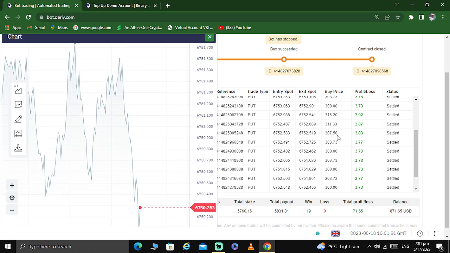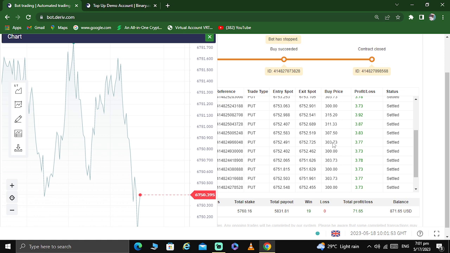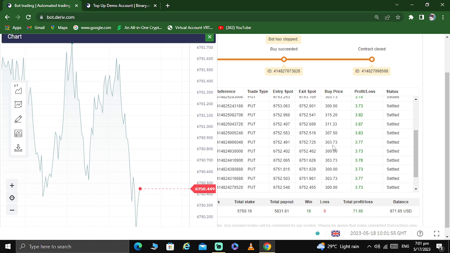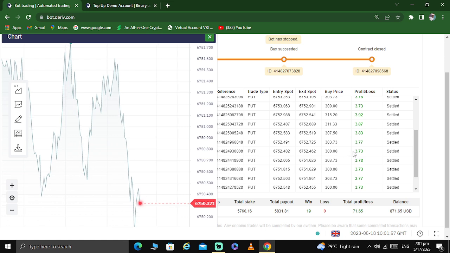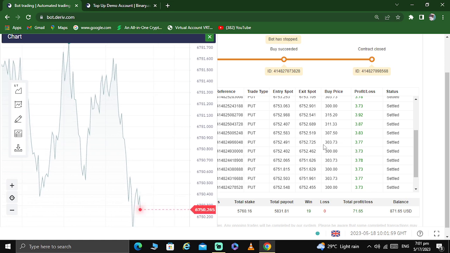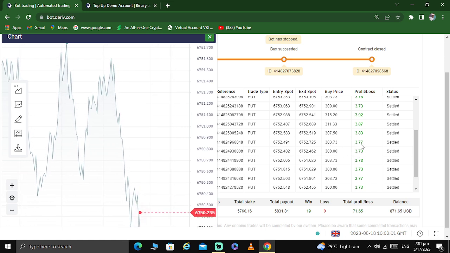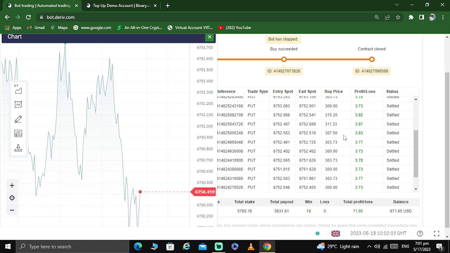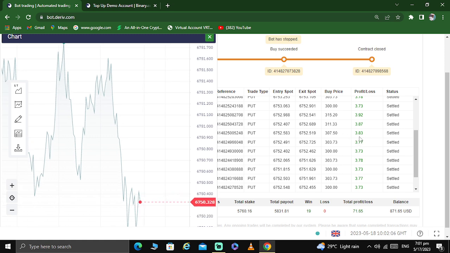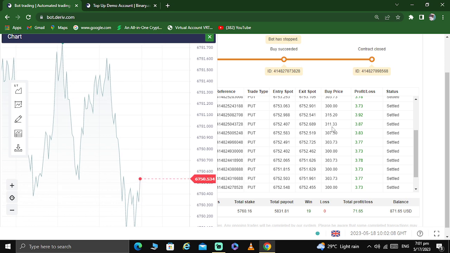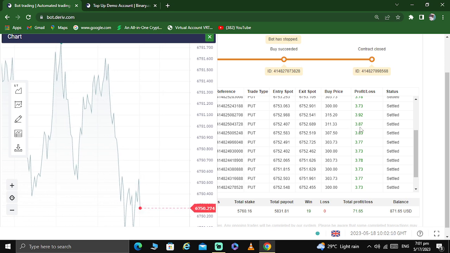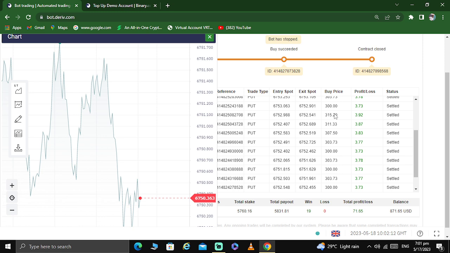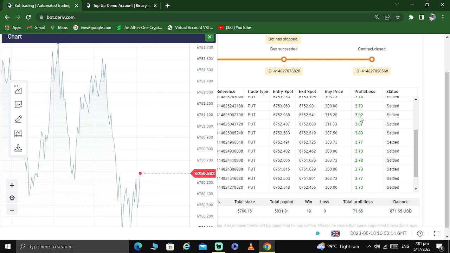It is moving towards the upside here, and when it is moving towards the upside, no problem. So it started with a stake of 300. The 3.73 profit was added to the next stake. It made a profit of 3.77, which was added to the next stake. It made a profit of 3.83, which was added to the next stake. It made a profit of 3.87, which was added again to the next stake. It made a profit of 3.992.